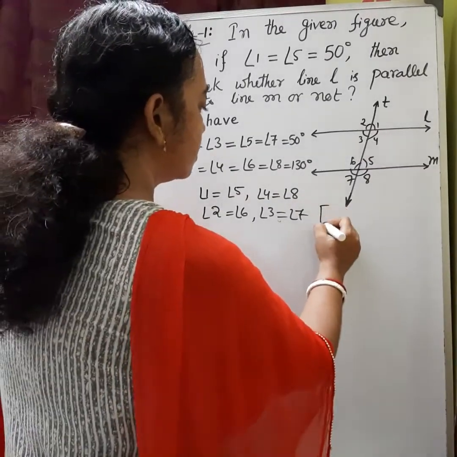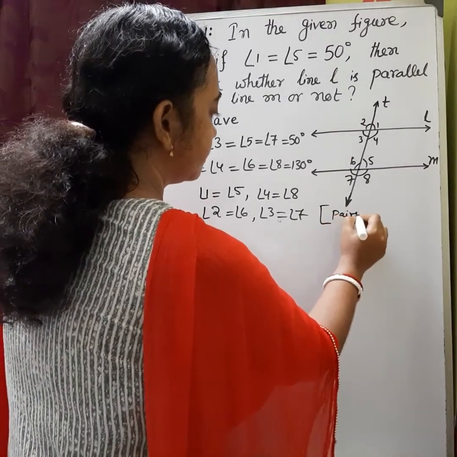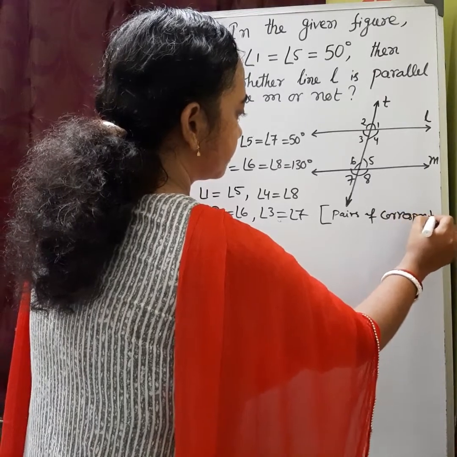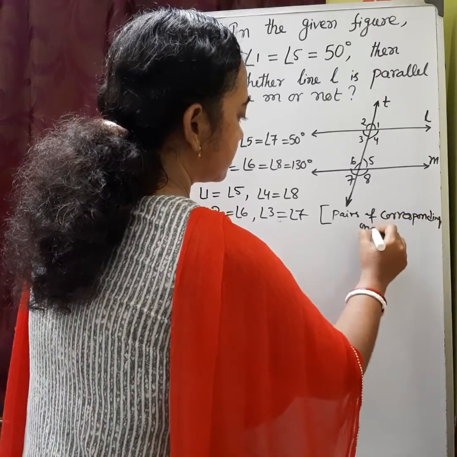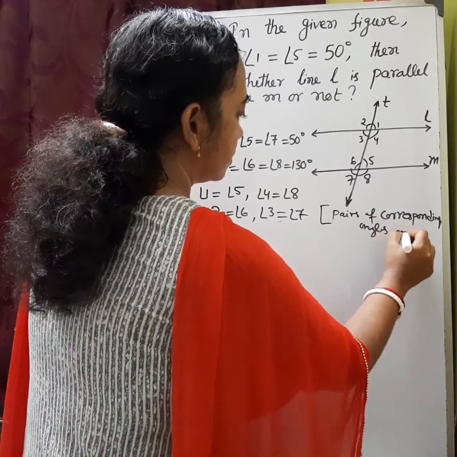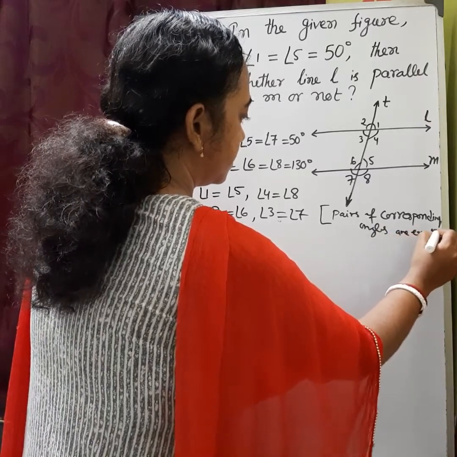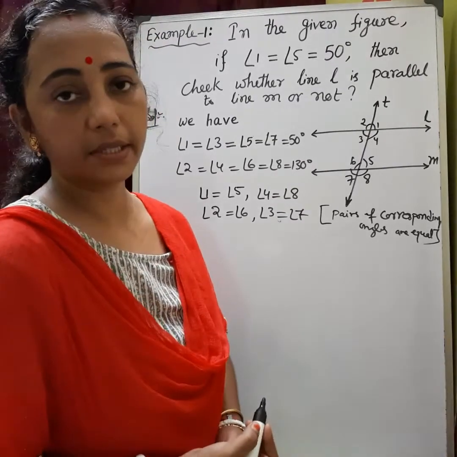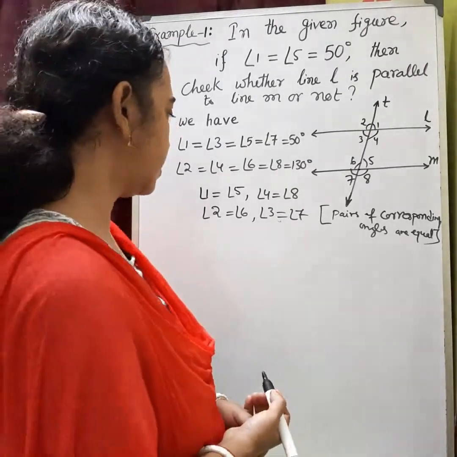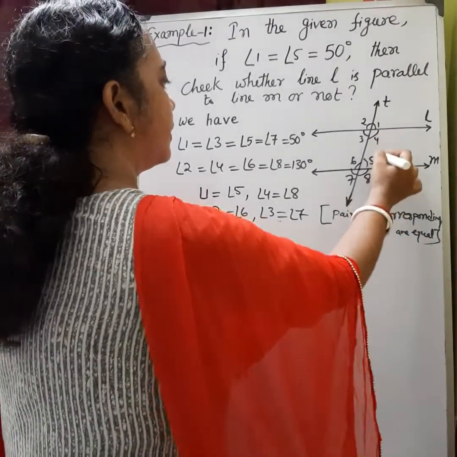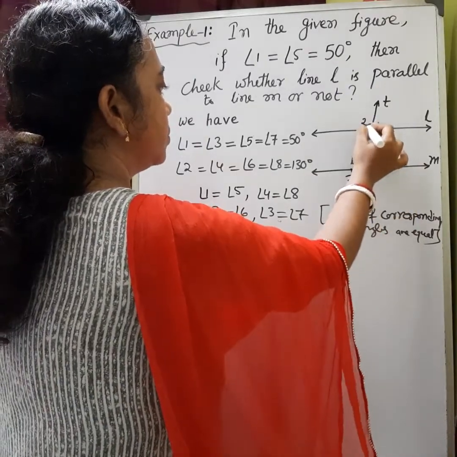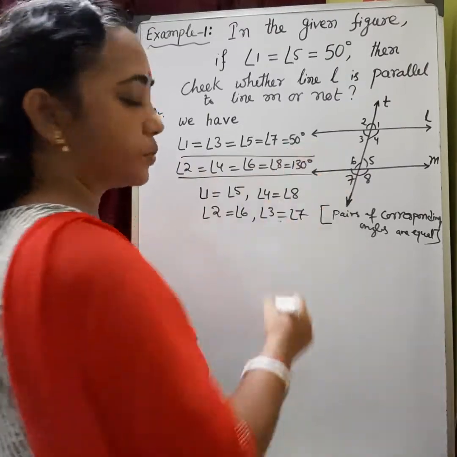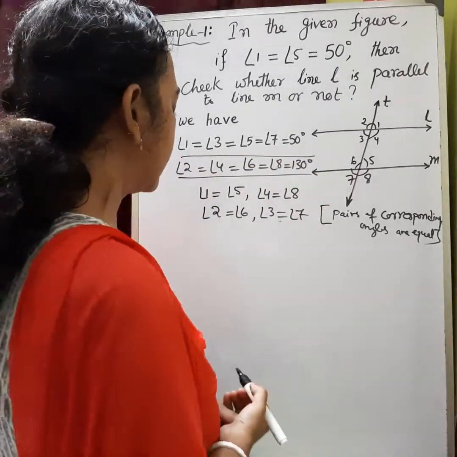So these are called pairs of corresponding angles which are equal. In other words we can say that each pair of corresponding angles is equal. So 1 equal to 5, 4 equal to 8, 2 equal to 6, 3 equal to 7. From these two equal groups of angles we get this condition.